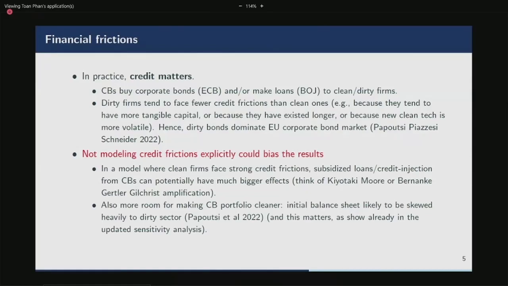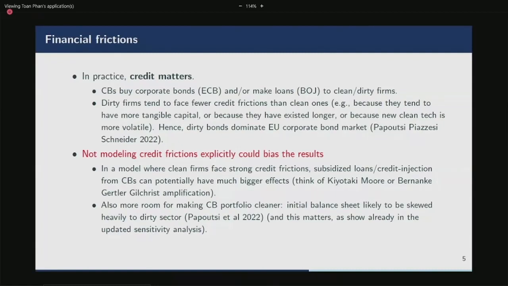Just in my mind, in a model where clean firms face strong credit frictions, then subsidized loans and credit injections from the central bank can potentially have much bigger effects. Just think of the classic amplification mechanism in Kiyotaki and Moore or Bernanke-Gertler, right? This is obviously when the firms face stronger frictions, a little bit of help can go a long way.